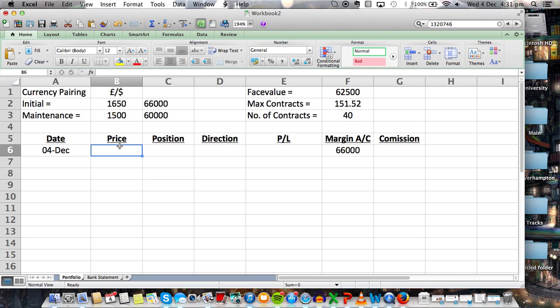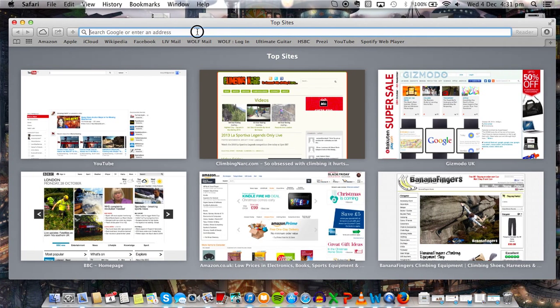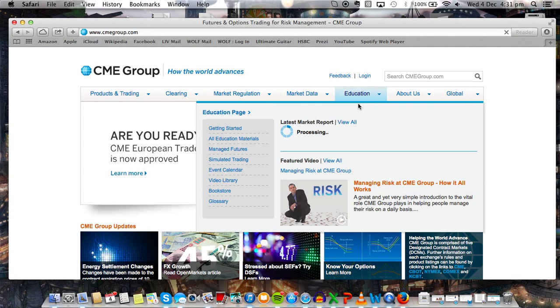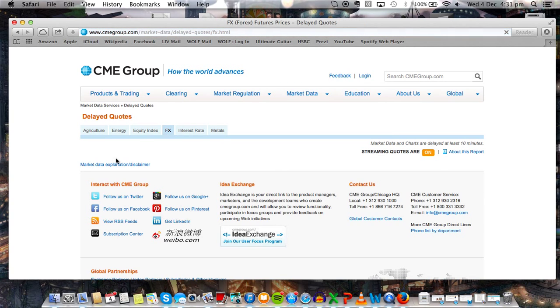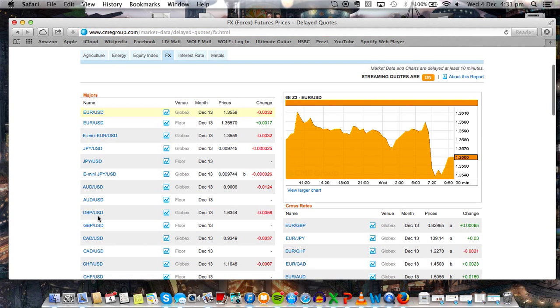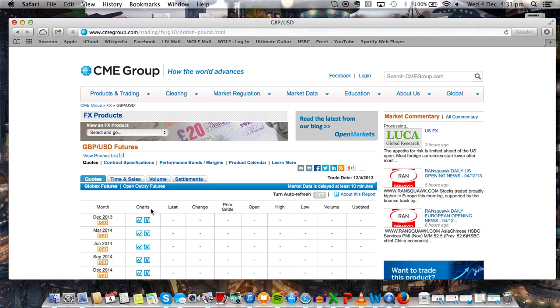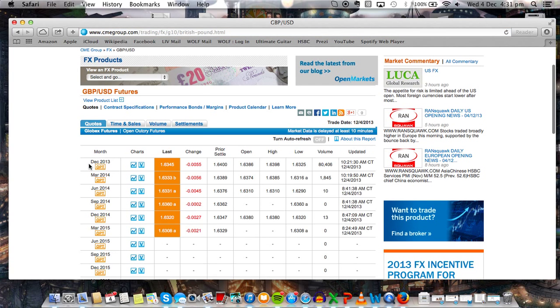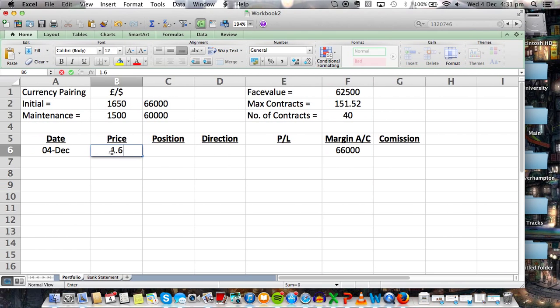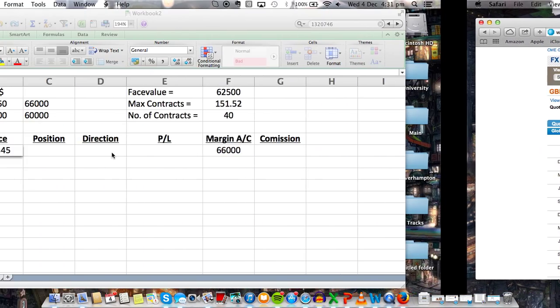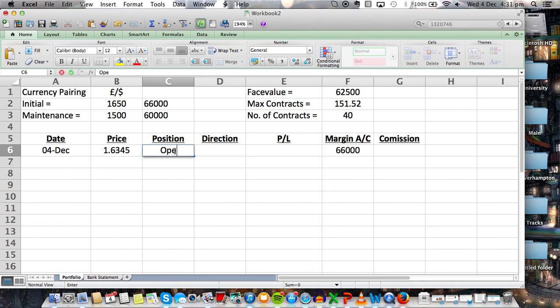Yep, and if we go into the CME website, CME Group, market data, delayed quotes, FX, we are still trading pound dollar. We are still looking at December 2013 options, 1345. So, 1.6345. Okay, so that is our opening position, opening direction, short.